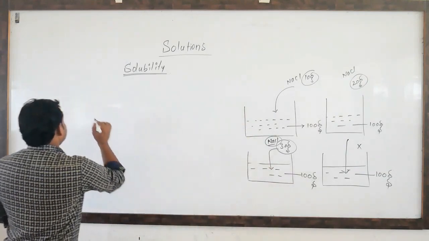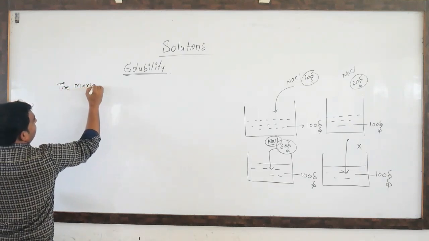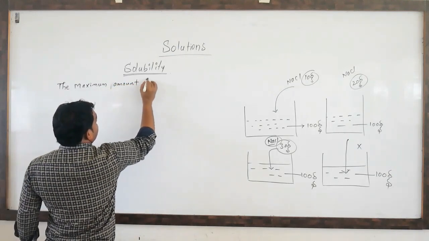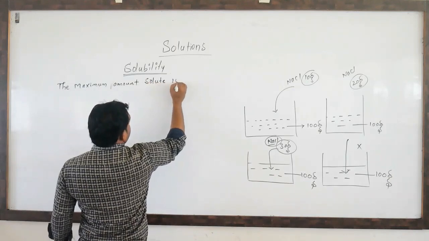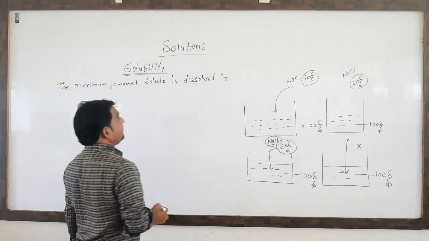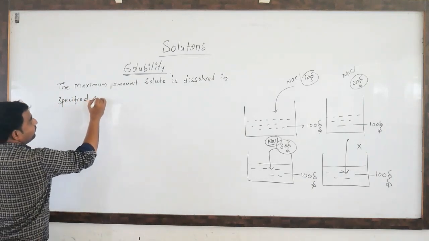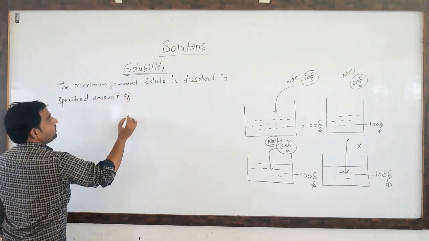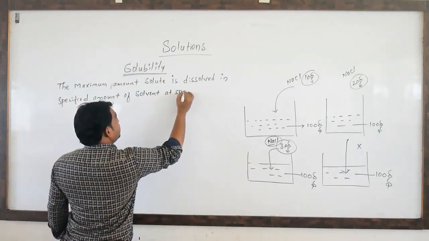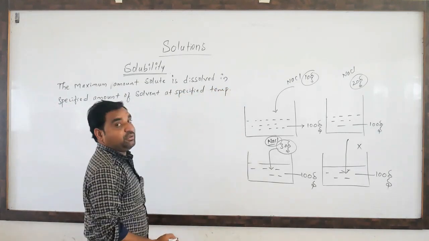How to define this? The definition of solubility: the maximum amount of solute dissolved in a specified amount of solvent at a specified temperature. This is known as solubility, in simple meaning.